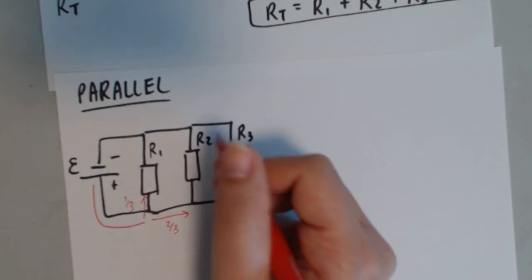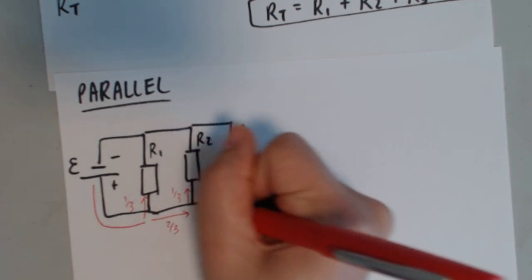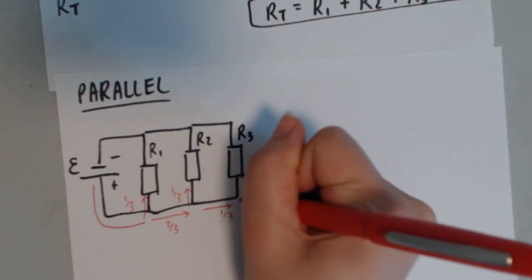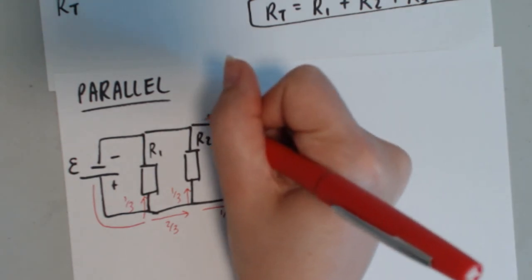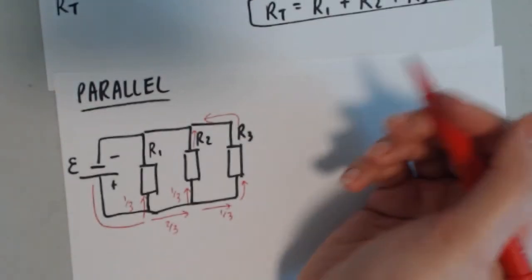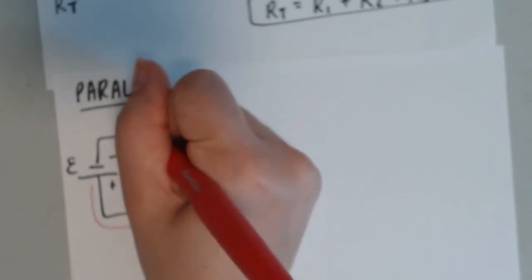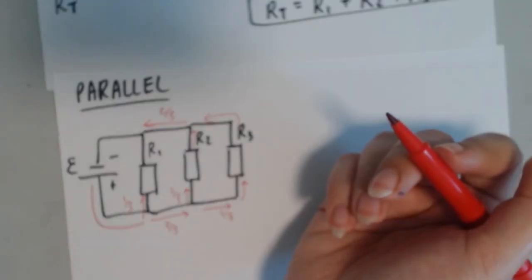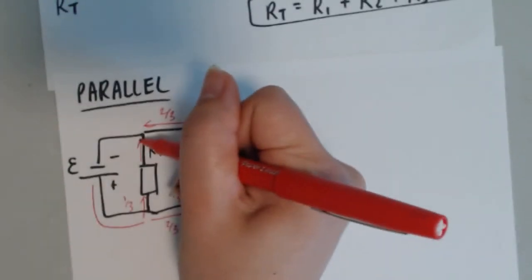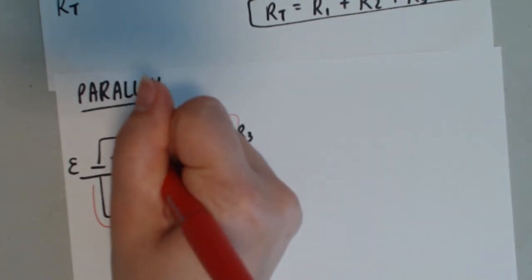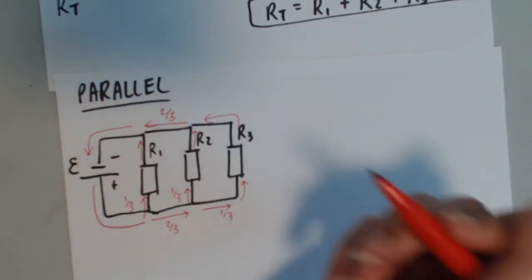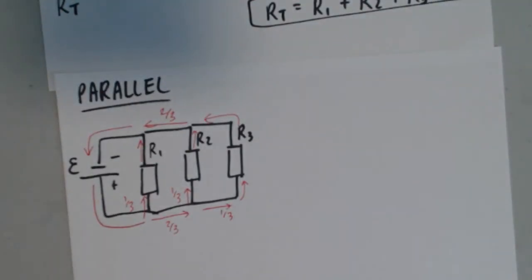Okay, once they get to the next junction, 1/3 will come here and the other 1/3 continues on. Okay, so finally this 1/3 combines with this 1/3 to give you 2/3 at this junction. So now we have 2/3 traveling to the left. This 2/3 combines with the original 1/3, giving you 3/3 or 1 whole, and they go back to the battery. So this is how the current travels in a parallel circuit.